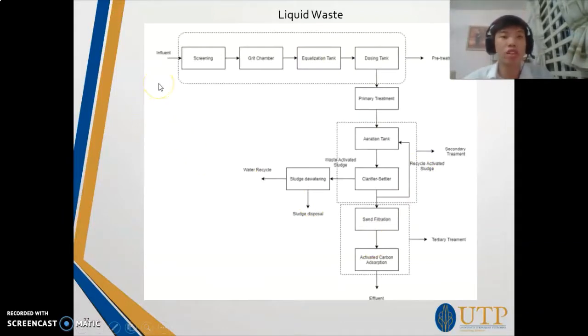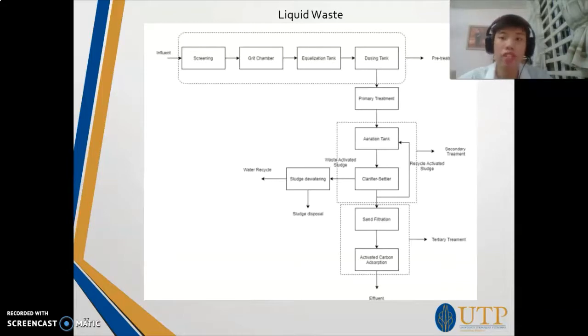So the influent starts off by going into the screening, where large solids such as rocks are removed, and it undergoes a grit chamber as well, where finer solids such as sand are removed. And then it undergoes the equalization tank, where the flow rate is equalized to overcome flow rate variations. After that, a dosing tank is installed to maintain the pH of the influent before going to the primary treatment.